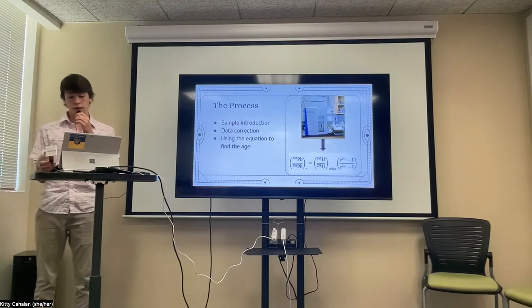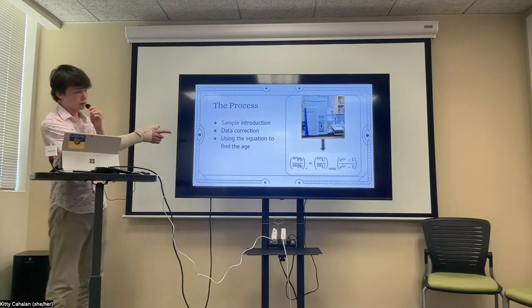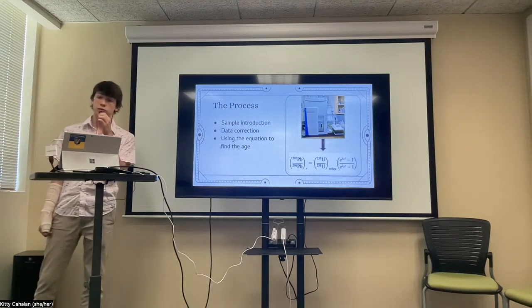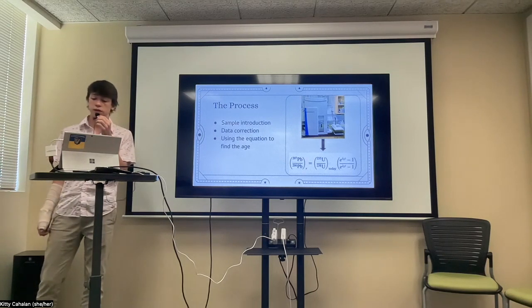After we get our corrected data, we use an equation to determine the age. This is one that we use very often. It involves uranium-235 and uranium-238. We put our values into that, and it's really nice. It gives us the age.